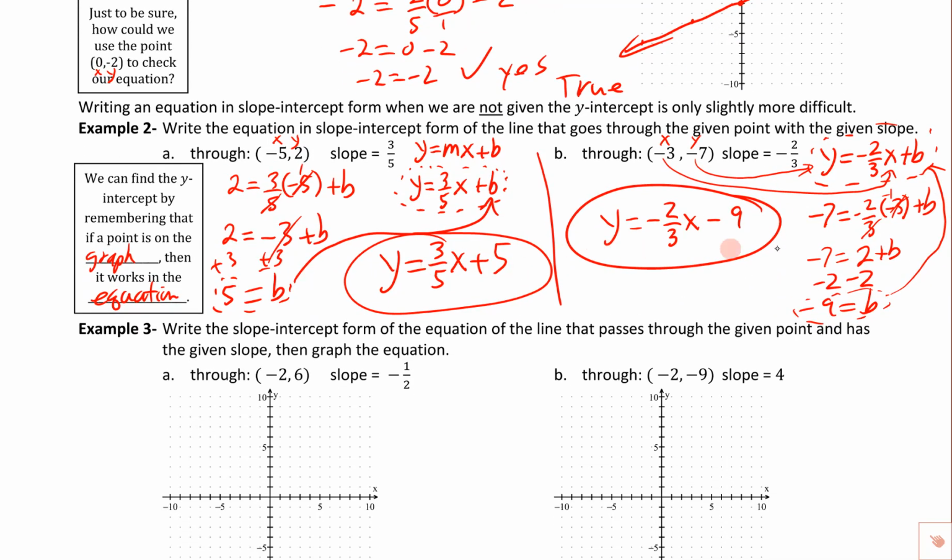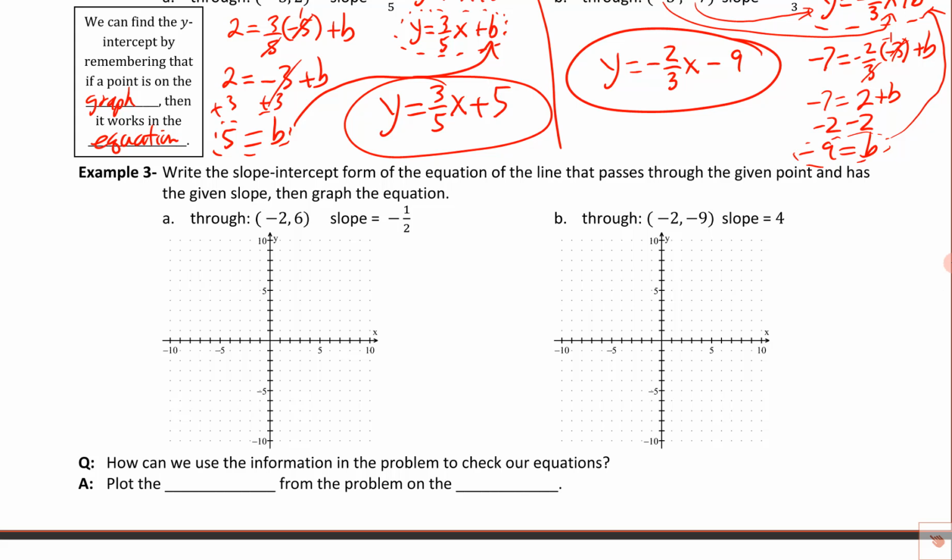Now, that's the work to find those. Now we're going to do a couple here where we actually find the slope-intercept form of the equation, and then we check and make sure that we got this right. So here's what we're going to do.